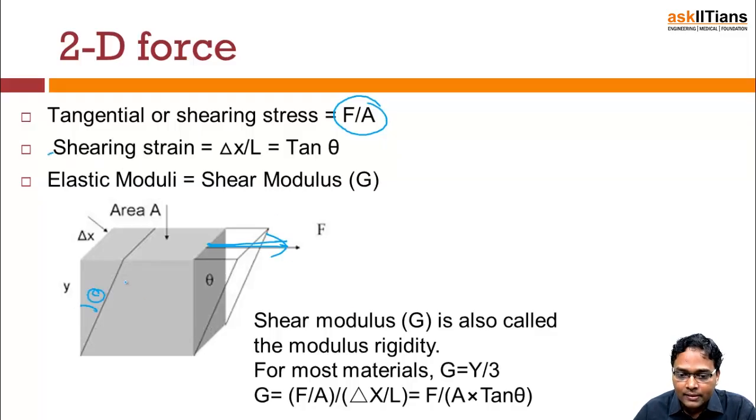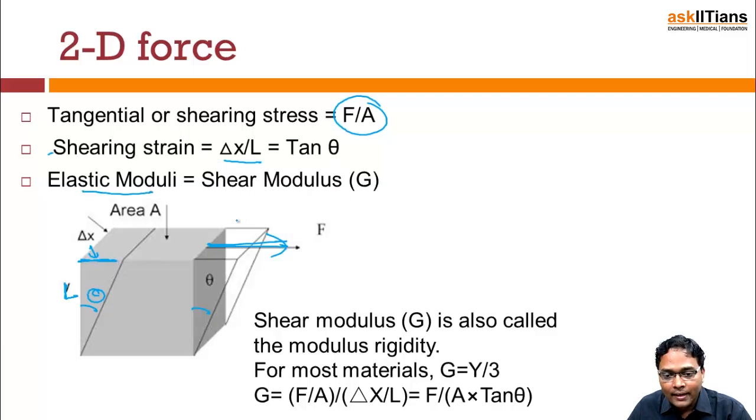So if I say that theta is this angle, that results in the extension as delta x. So delta x is the extension produced. So the extension is delta x divided by L, or y or L, however you will have to write it. So that is going to be equal to tan theta. So this is what we get.